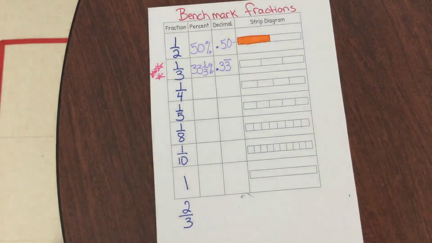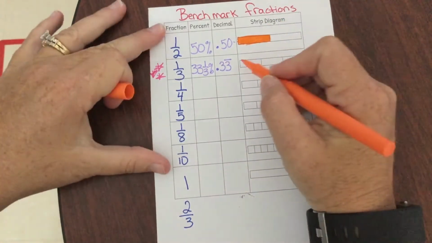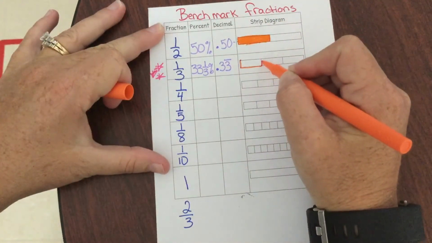All right, so let's talk about 1/4. Oh, let's shade this in. I almost forgot to shade it in. So we've got 1 out of 3.